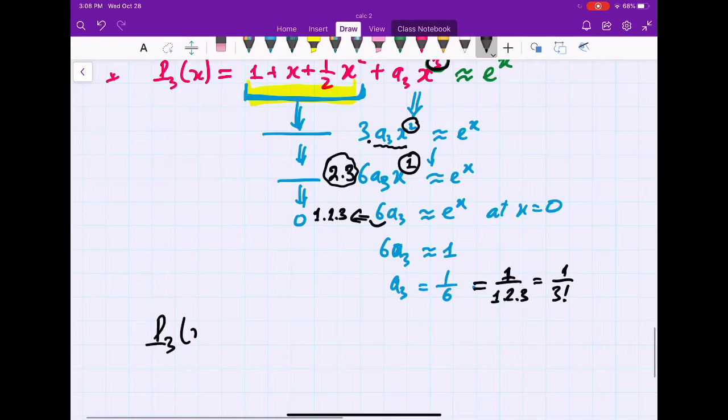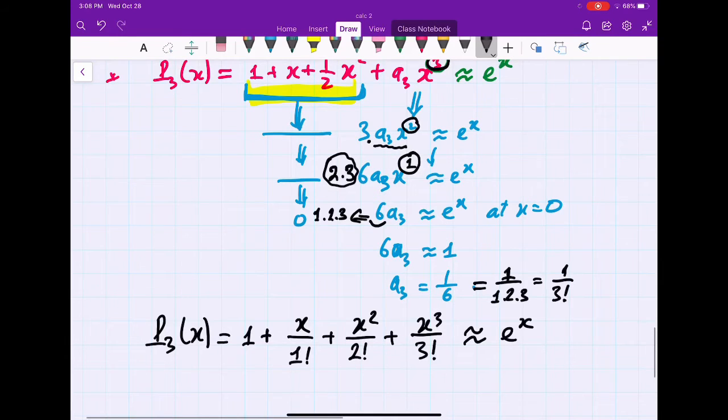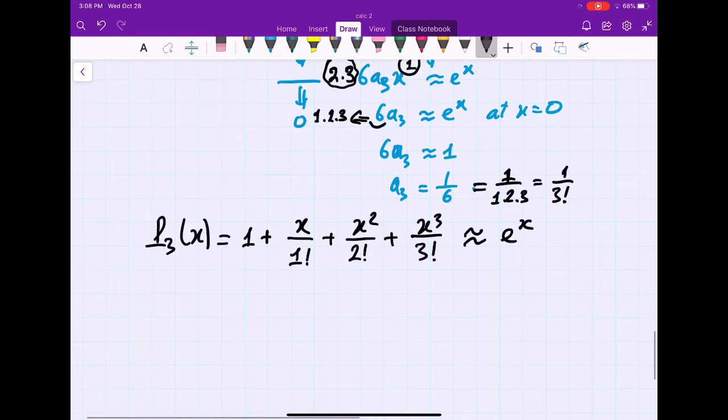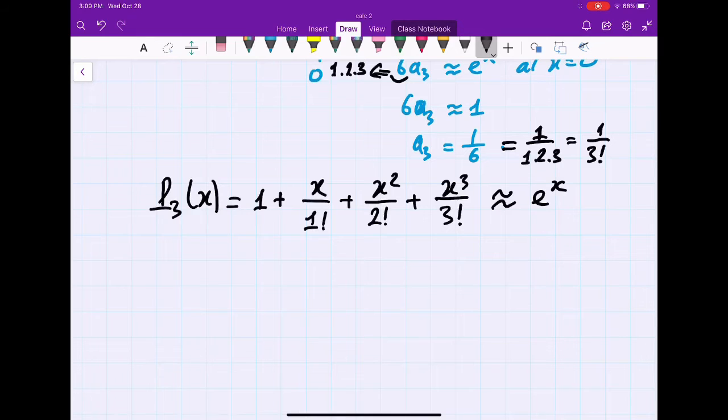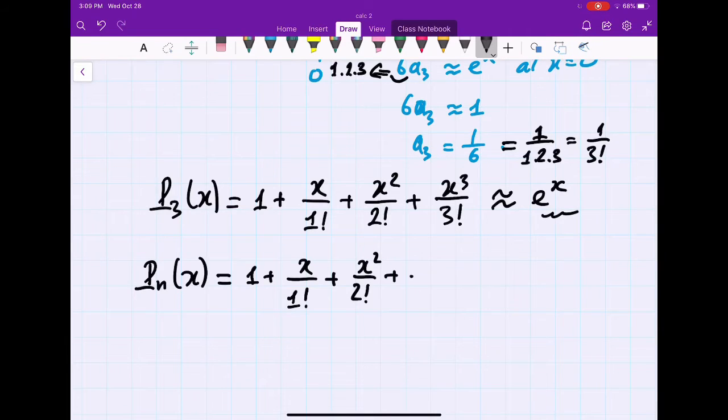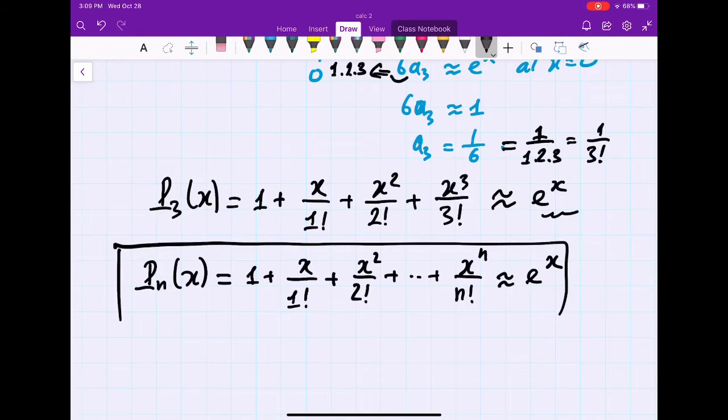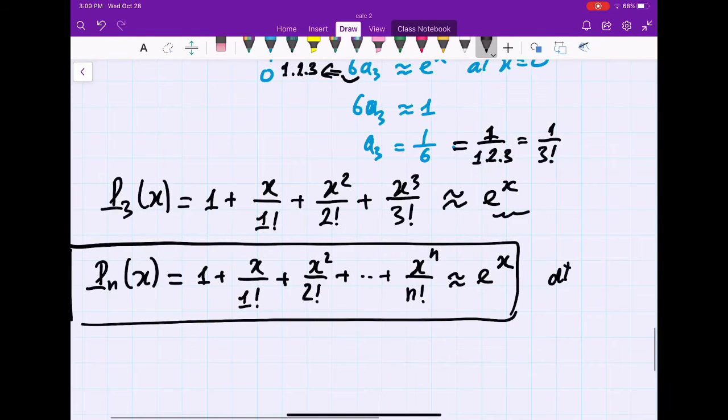All right, now I will compile everything. I get p3(x) is equal to 1 plus, I write x over 1 factorial plus x squared over 2 factorial plus x cubed over 3 factorial. This is approximately equal to e to the x. Does that make sense? So you may again generalize this technique, right? And you want to get some polynomial of degree n, which is an approximation for e to the x. You may guess that is 1 plus x over 1 factorial plus x squared over 2 factorial plus and so on plus x to the n over n factorial is an approximation of e to the x. Of course, this happened at x equal to 0.